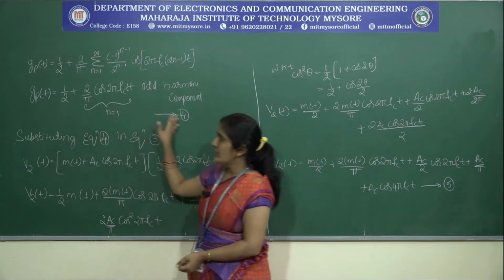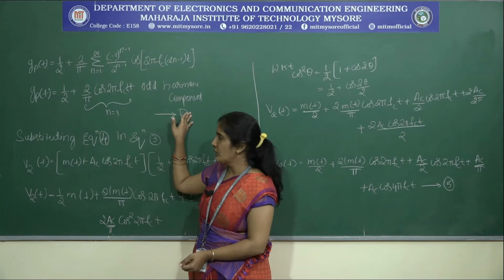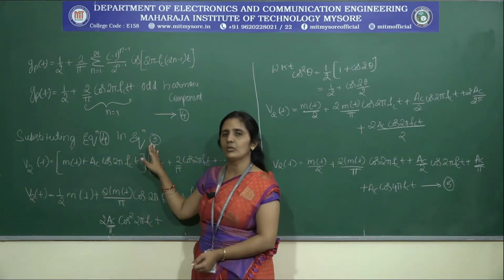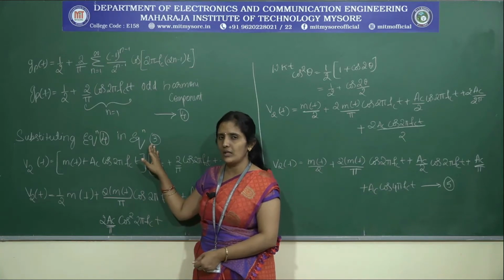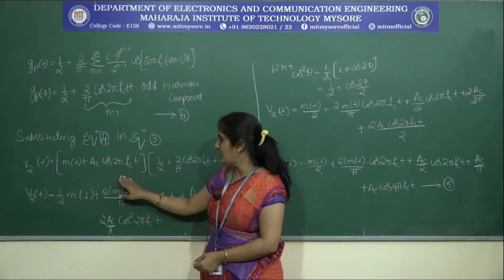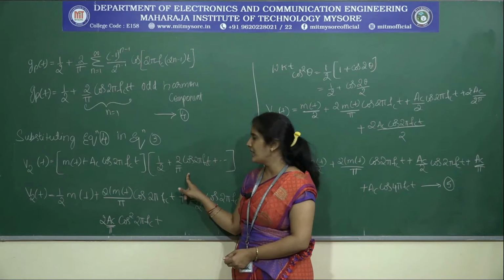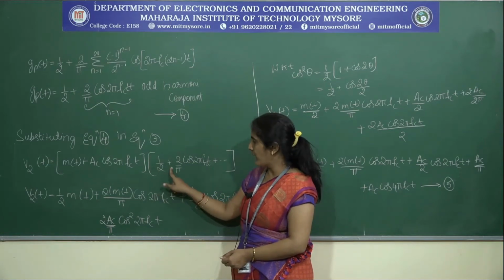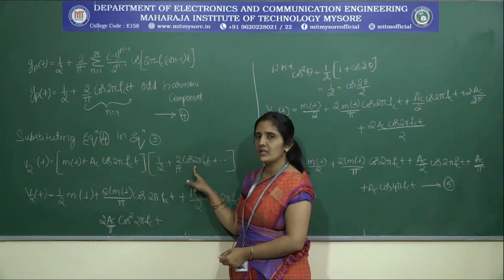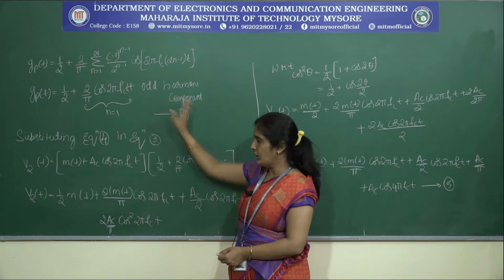Now consider this as equation 4, substituting this 4 in equation 3. So we know equation 3, that is V2 of t. V2 of t is equal to m of t plus AC cos 2 pi fct into Gp of t. So this is the equation for Gp of t, that is 1 divided by 2 plus 2 divided by pi into cos 2 pi fct. The remaining thing we are going to leave as it is, this is the odd harmonic component.